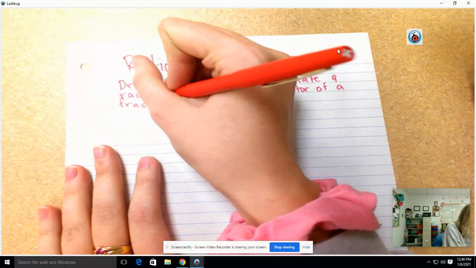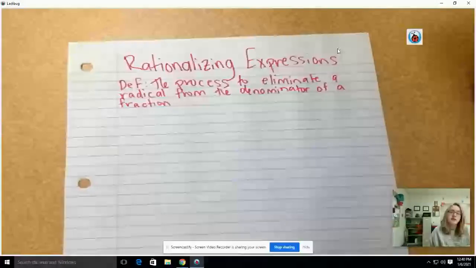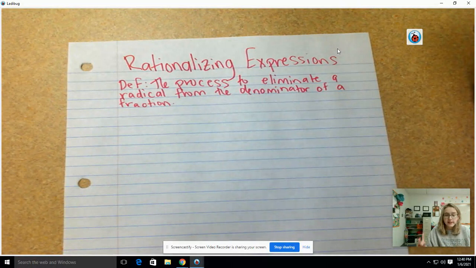So this is a skill that often comes up on the ACT a lot. That's another place that you'll see it later down the line. So it's a really good skill to learn for that purpose.